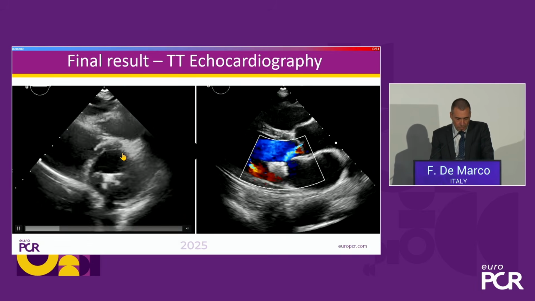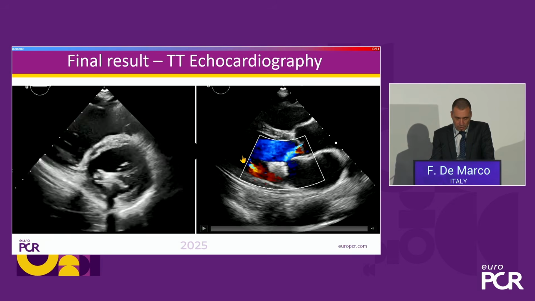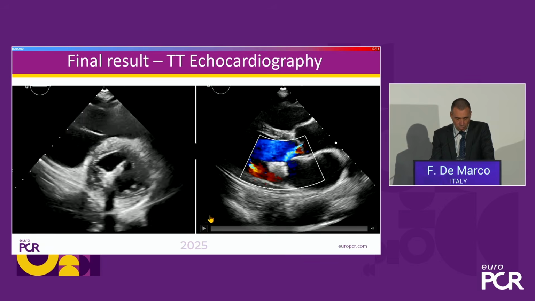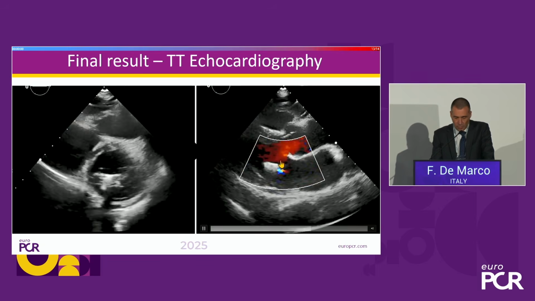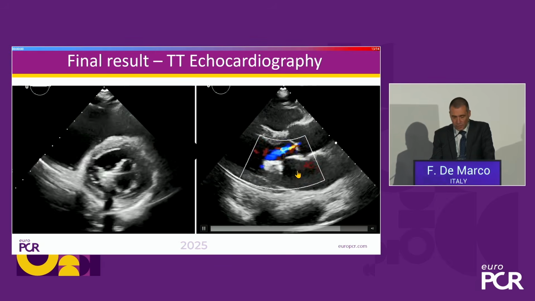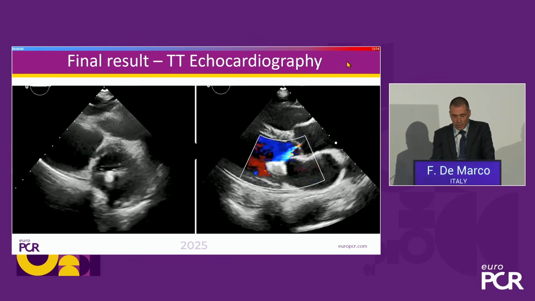Okay, and this is the final result on transthoracic echo, confirming the good positioning in the central medial area of the Pascal and no significant jet visible on transthoracic echo.